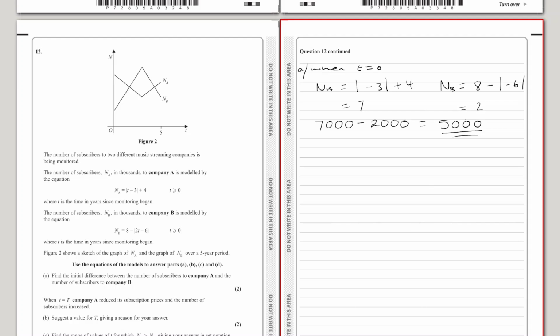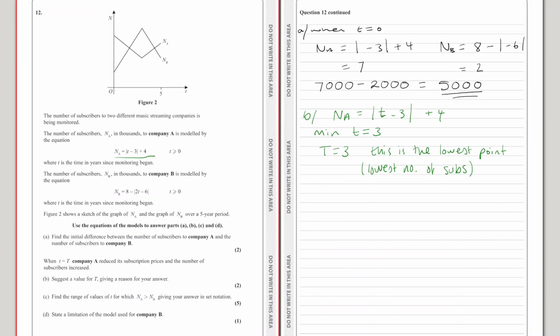When t equals t, company A reduced its subscription prices and the number of subscribers increased. So just a value for t. The number of subscribers of A is the modulus of t minus 3 plus 4, so it's going to have a minimum when the modulus is equal to 0. So the minimum is when t equals 3, because the point where it reduced its prices is going to be when it started gaining subscribers. So this is the lowest point, the lowest number of subscribers.